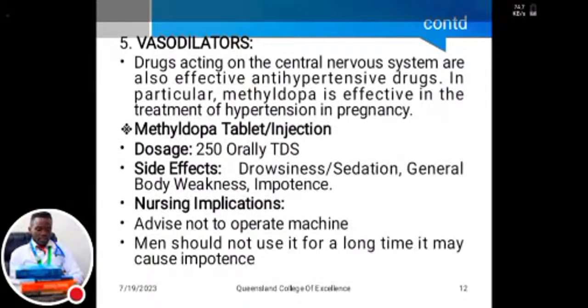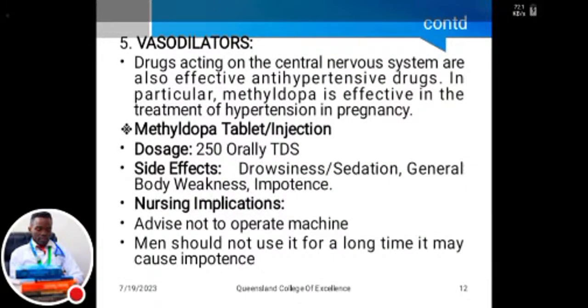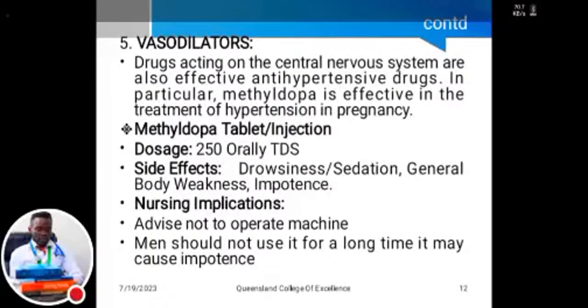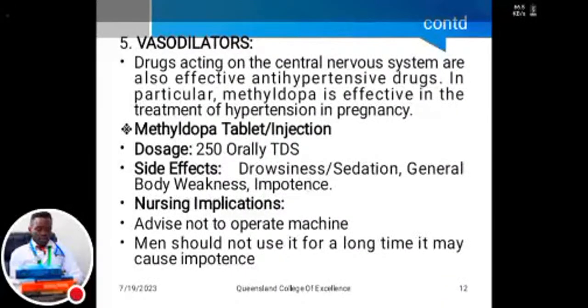The fifth one, vasodilators. These are drugs that usually act on the central nervous system. They are also effective antihypertensive drugs because, just like from the word vasodilator, they usually dilate the blood vessels. In particular, we have medications such as methyldopa. Methyldopa is effective in the treatment of hypertension in pregnancy. You can only use methyldopa. Methyldopa tablet, injection, you can give it.